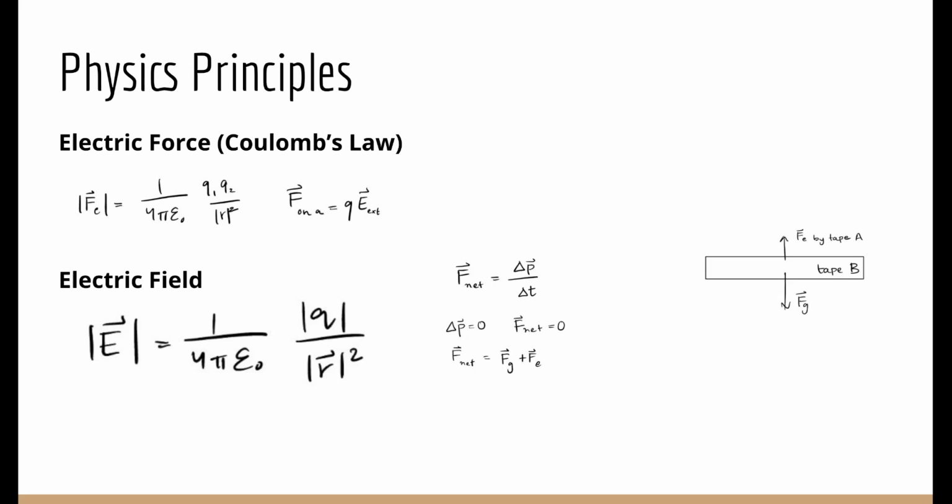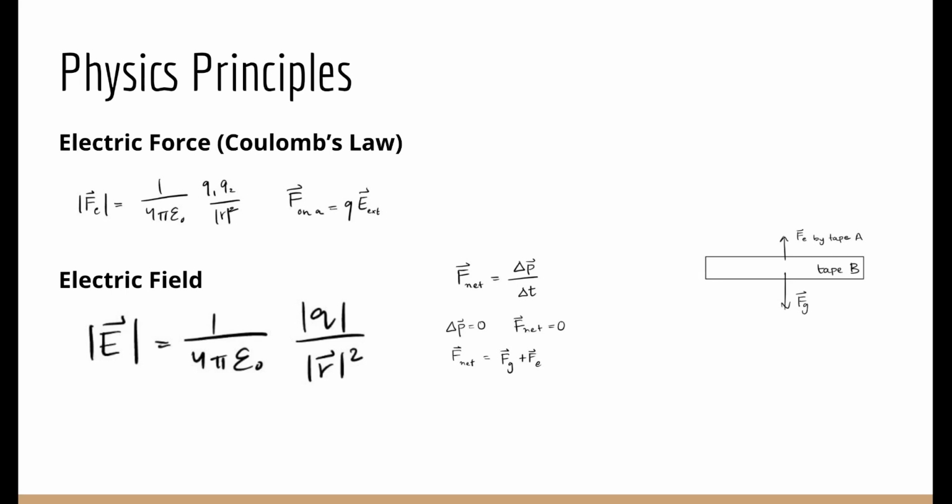The main fundamental physics principles that were used in this lab were Coulomb's law, which states that the force is equal to K times Q1 Q2 all over R squared, with R being the distance between the charges, and K was 9 times 10 to the ninth, or 1 over 4 pi epsilon naught.